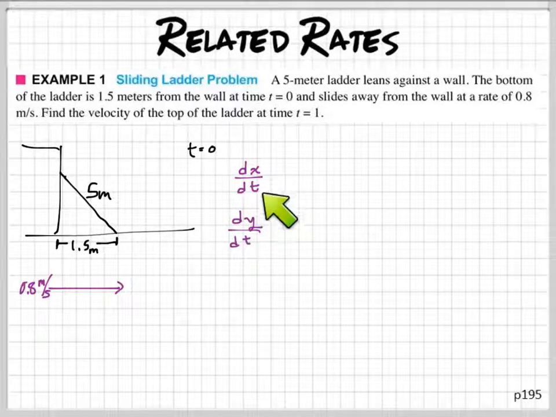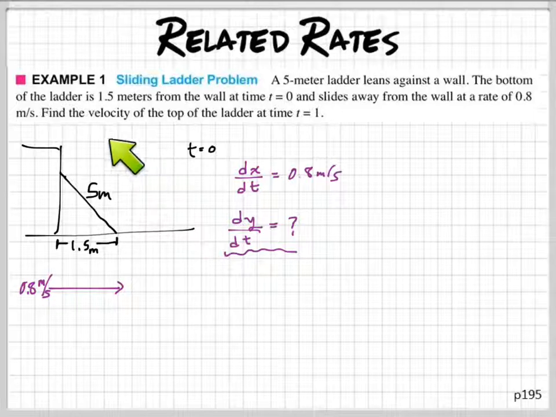So we know this one. This one is 0.8 meters per second. This one we do not know. In fact, this is what the question asks. Find the velocity of the top of the ladder at time t. This is the velocity of the top of the ladder. So here we have a variable.